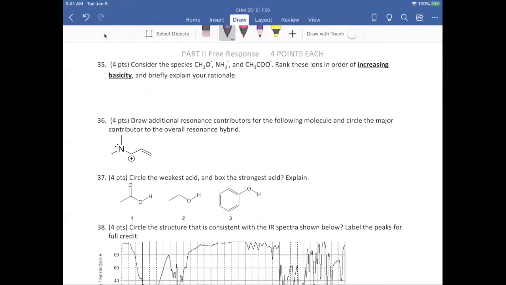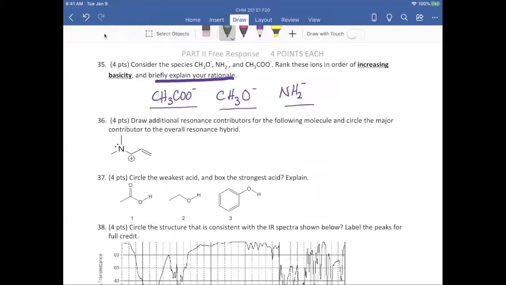We want to put them in order of increasing basicity. And so the weakest conjugate base, and many of you had the order correct, is this one, followed by this one, followed by this one. And if we were to describe why, which it says, explain your rationale. So this is the weakest conjugate base, this is the middle one, and this is the strongest.